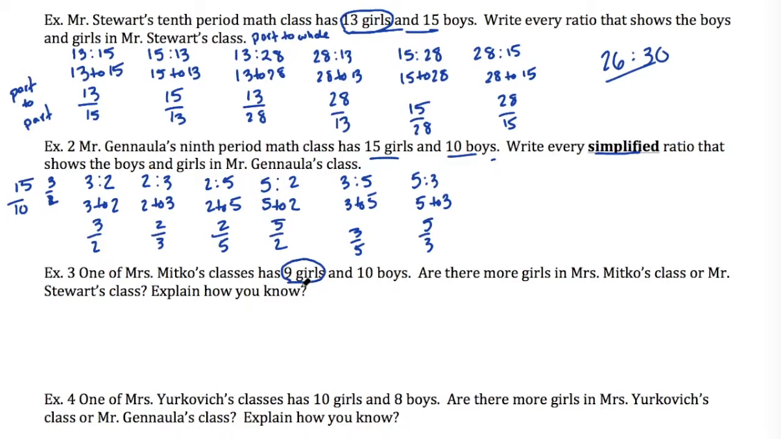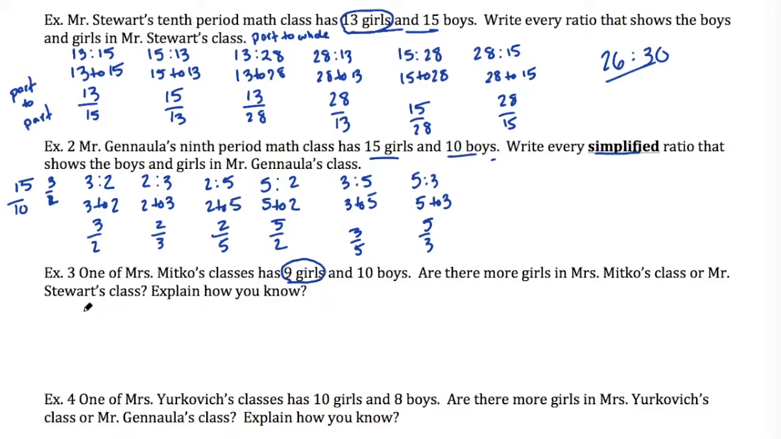So for instance, if there was some sort of competition in class, maybe it was who could solve the most math problems before the end of class, who would have a better chance of winning? The girls in Mrs. Mitko's class or the girls in Mr. Stewart's class? Assuming they're all relatively the same ability, we need to think, is 9 versus 10 more fair, or is 13 versus 15 more fair? What class would the girls fare better in? So we need a way that we could really compare them.